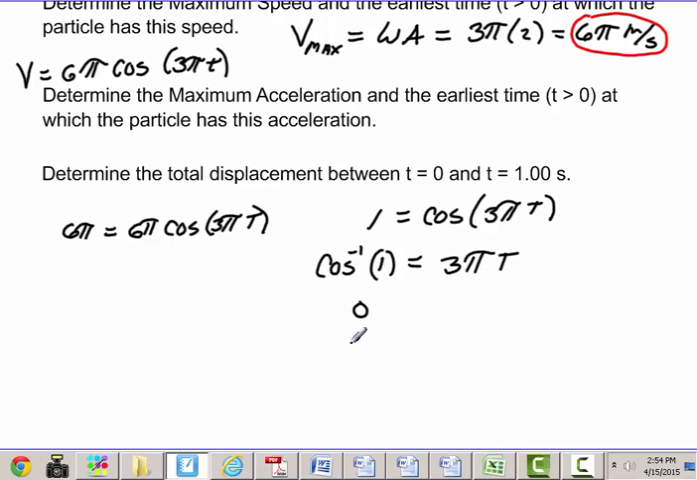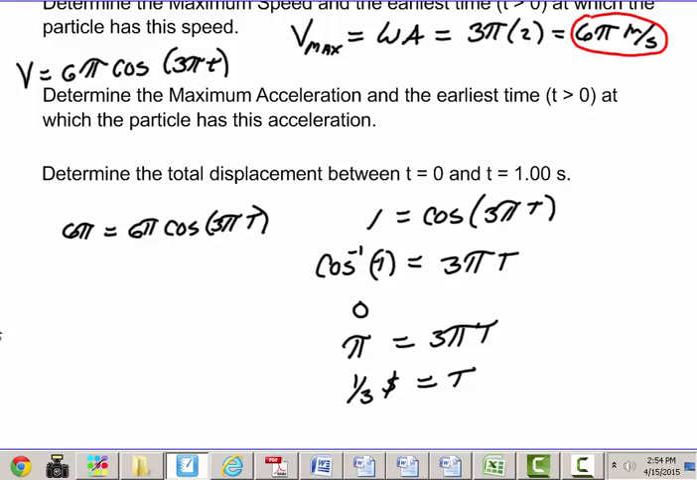Well, you could also consider this being plus or minus when I do this. So we think about what's the inverse cosine of -1. That's going to give me a value of pi here. So if I take pi and set it equal to 3 pi over t, divide both sides by 3 pi, that's going to give me 1/3 second equal to t.